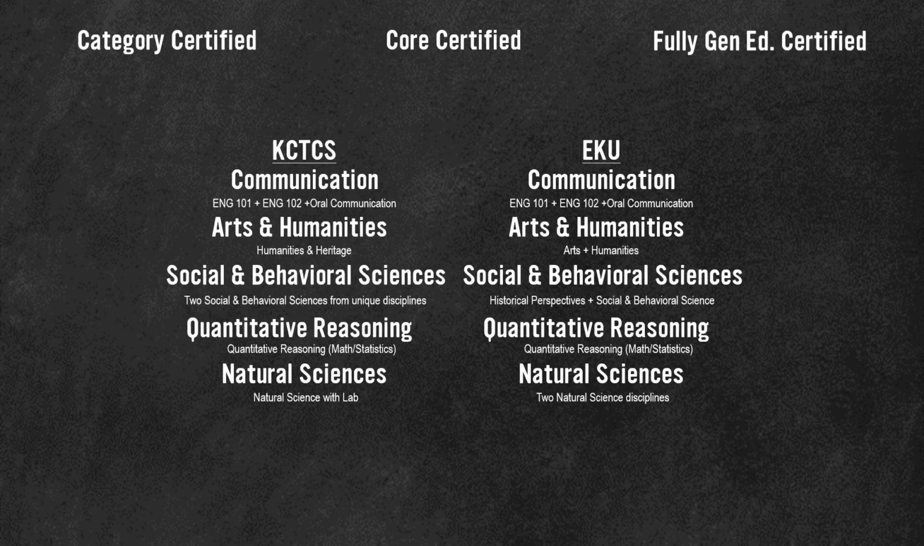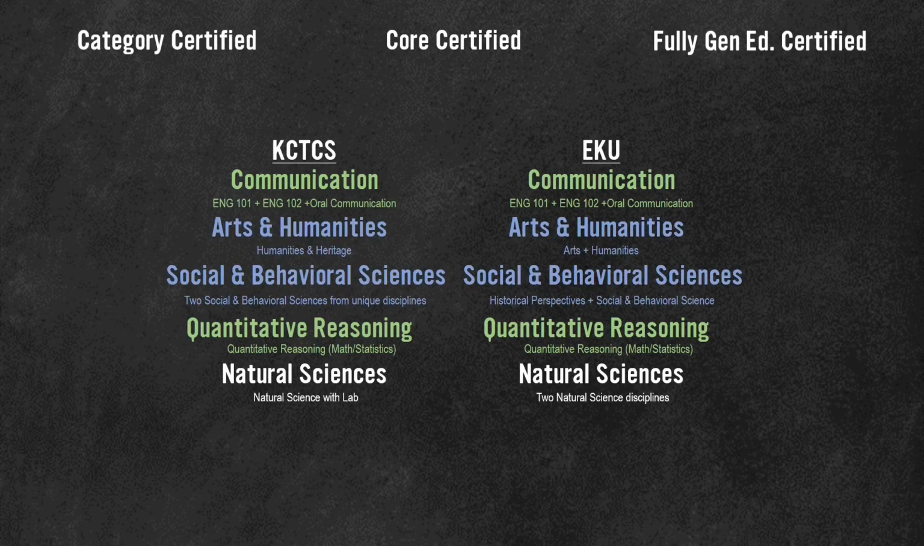In this example, both the communication and quantitative reasoning categories look very similar. The only differences might be the variety of courses each institution will accept to fulfill each category requirement. However, the arts and humanities and social and behavioral sciences categories begin to look more different. KCTCS and EKU both have separate lists of requirements, even though they belong to the same category. Despite these differences, a student who has been certified in arts and humanities or social and behavioral sciences from KCTCS will not need to worry about the specific requirements in those same categories at EKU.